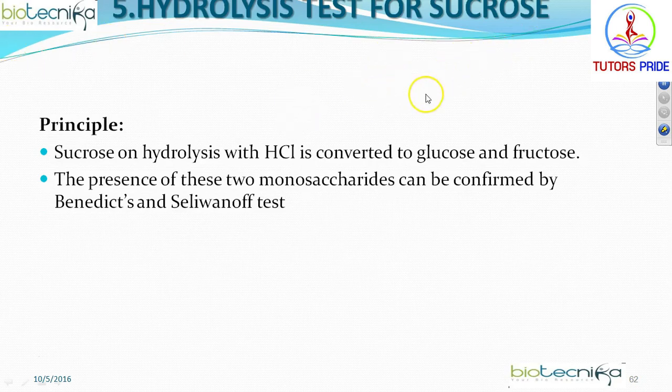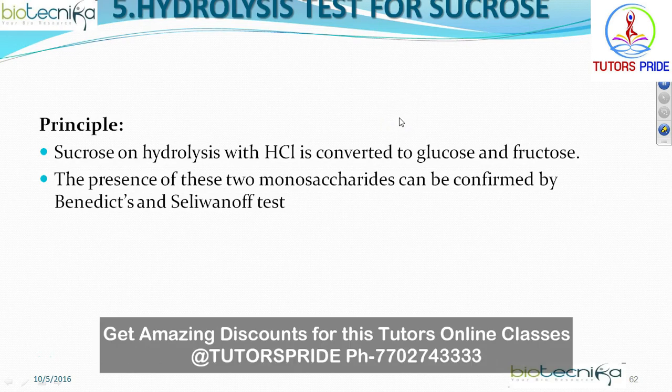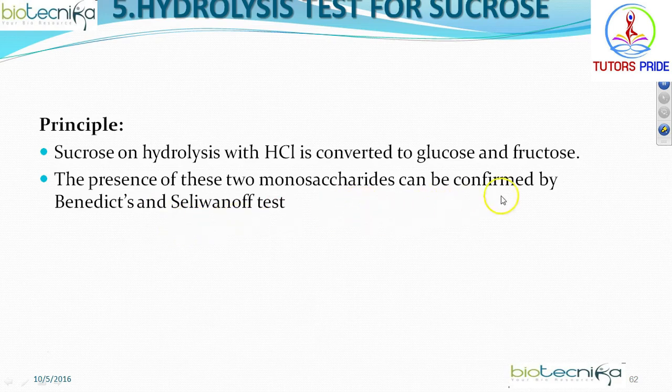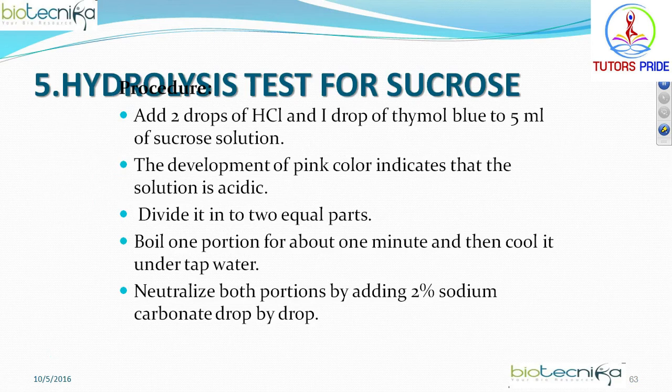Hydrolysis test for sucrose. What is the hydrolysis test for sucrose? Sucrose on hydrolysis with hydrochloric acid is converted to glucose and fructose, as I told you. The presence of these two monosaccharides can be confirmed by Bendix and Selivanov tests. These are the two tests which can differentiate your monosaccharide from aldose to ketose.